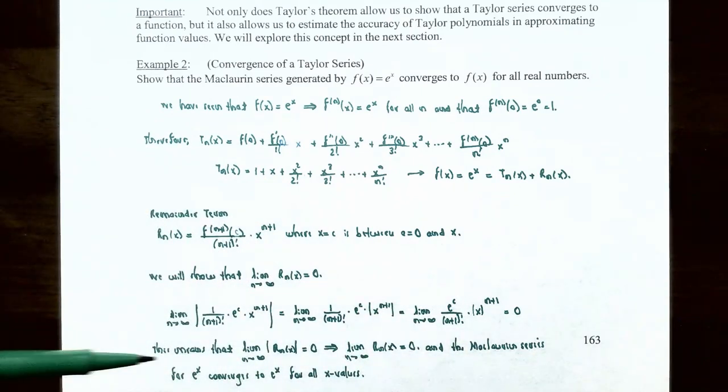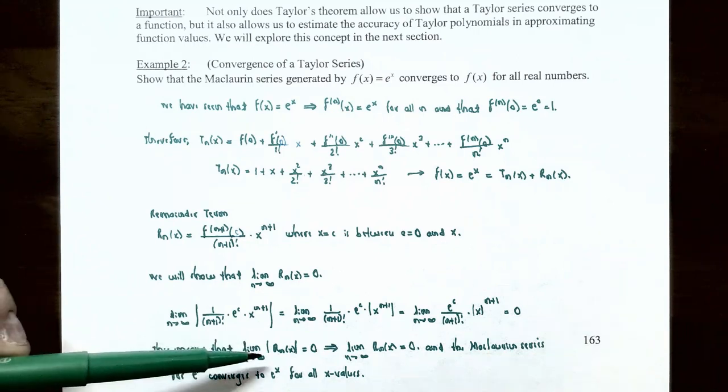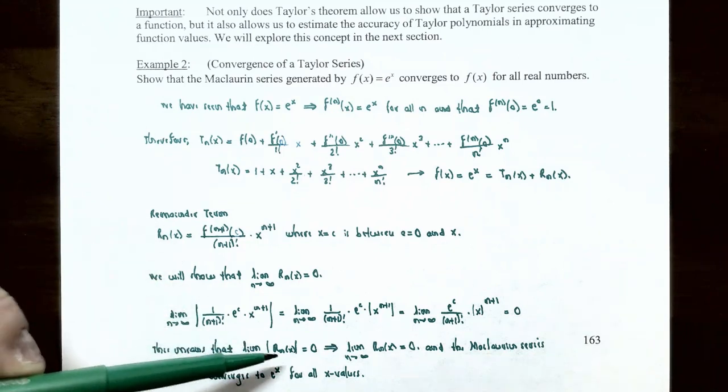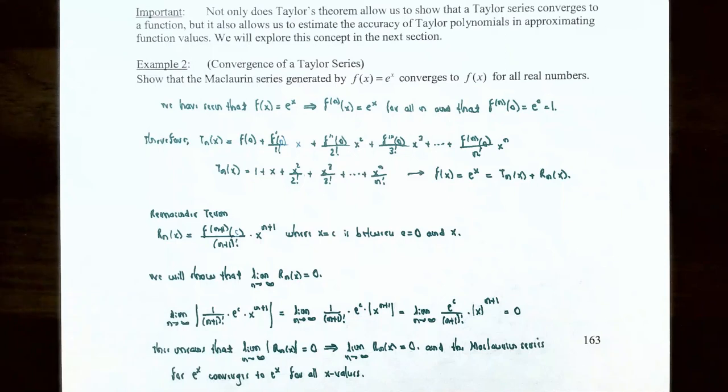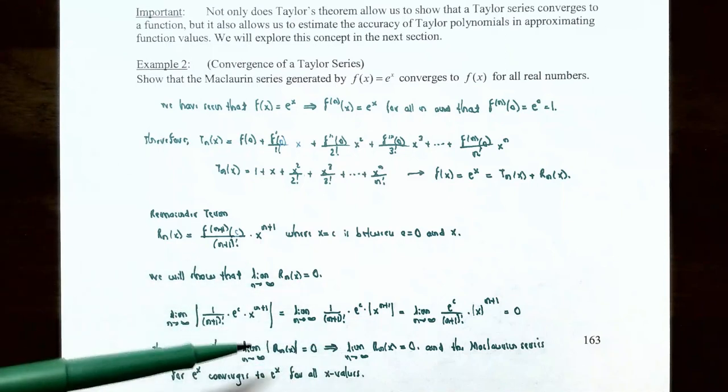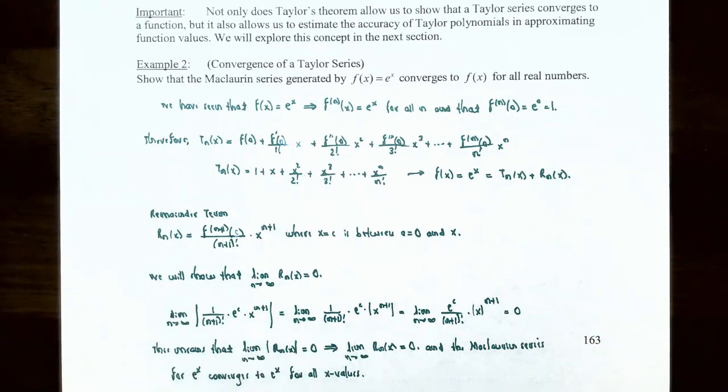So that means that the limit as n goes to infinity of the nth remainder term, r sub n of x, is approaching 0. So the limit as n goes to infinity without absolute value is also approaching 0. So r sub n of x as n goes to infinity, that limit is 0. And so that means that the Maclaurin series for the function f of x equals e to the x will actually converge to e to the x for all x values using Taylor's theorem with a remainder term.